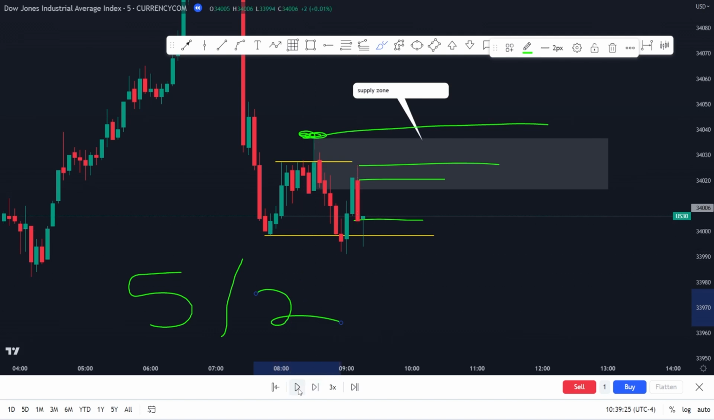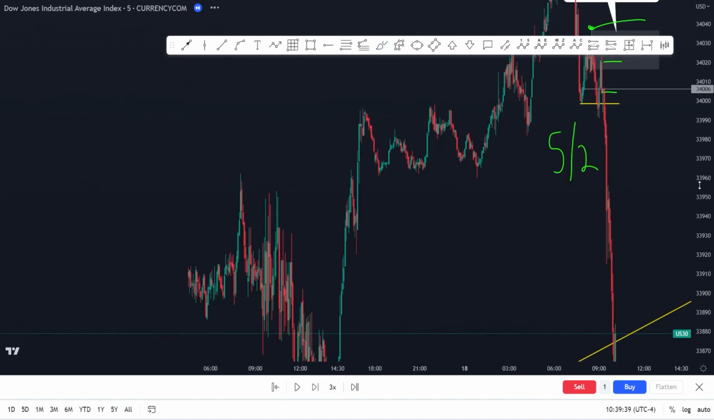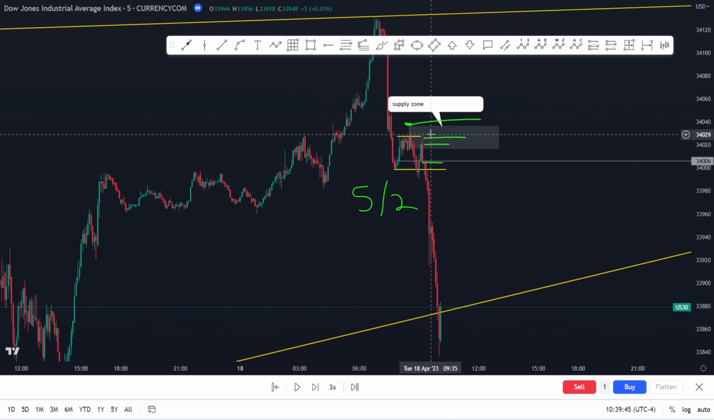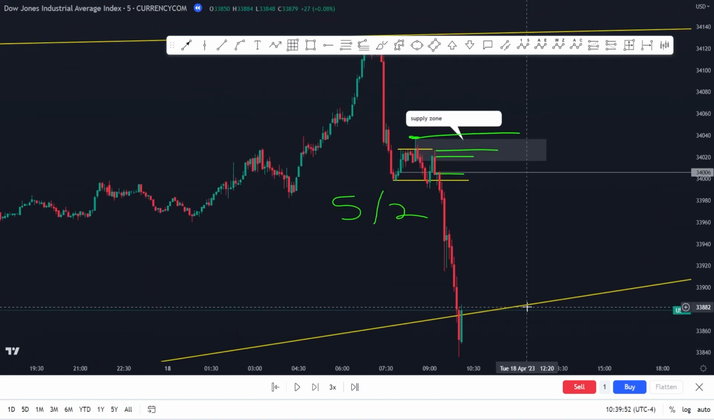So let's see how the market unfolded. We can see literally it dropped lower. Wow, that was easy. You can see you can target these lows here, and this is the current price action on the market right now. You can see literally that the market dropped lower very easily.